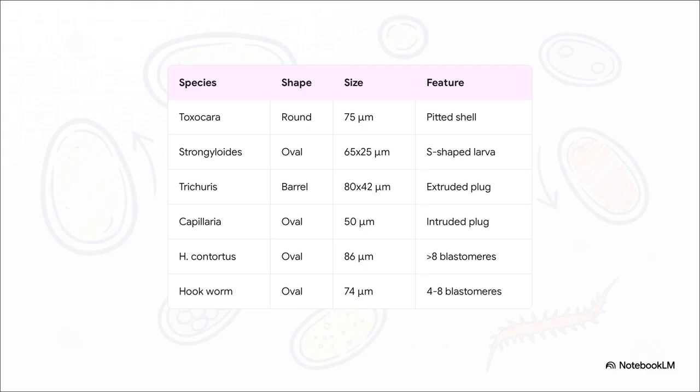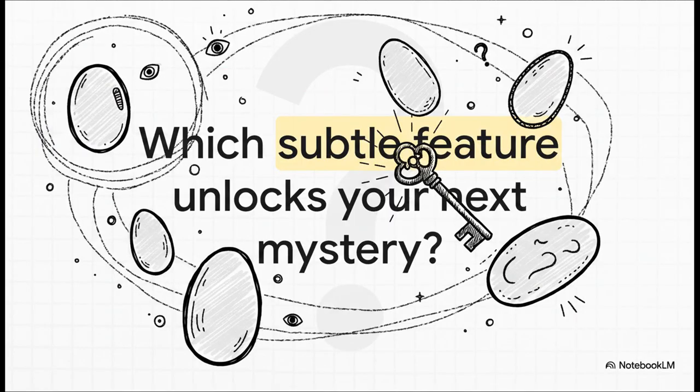From Toxocara's pitted shell and Strongyloides' S-shaped larva, to the great plug debate between Trichuris and Capillaria, and finally the blastomere countdown between Haemonchus and hookworm. Taking a quick mental snapshot of this matrix provides a really rapid, foolproof visual identification guide for your incoming clinical samples. So, armed with this highly specific comparative data, a lot of the uncertainty at the microscope simply vanishes.